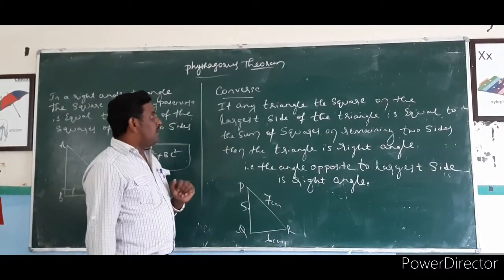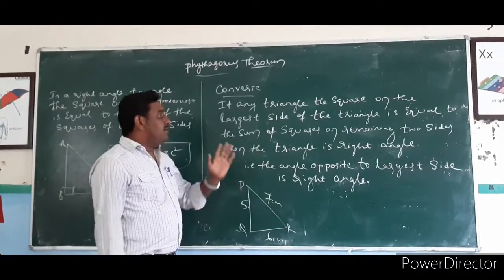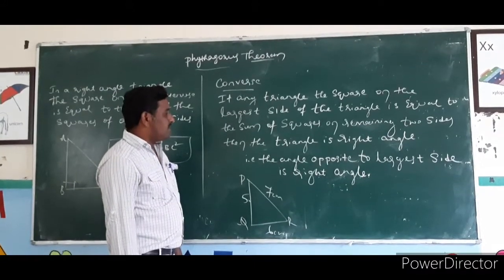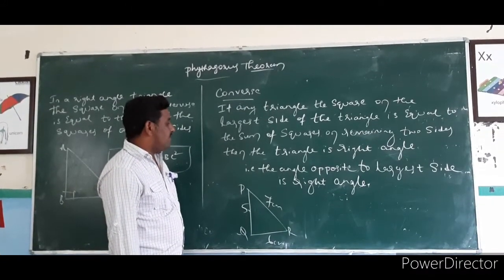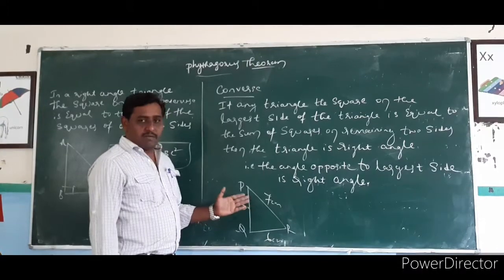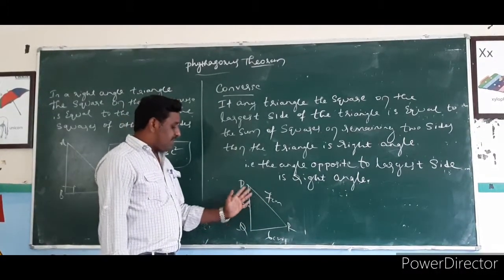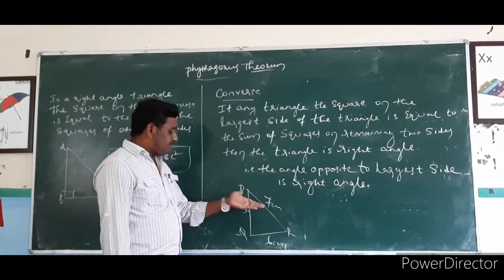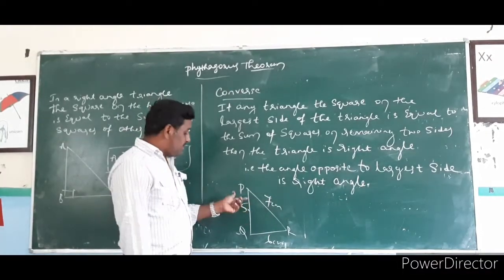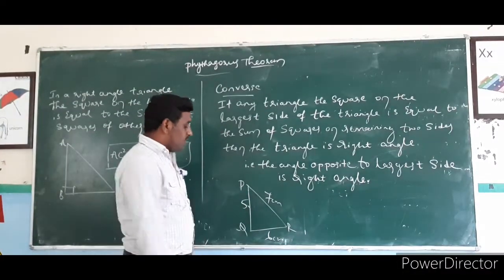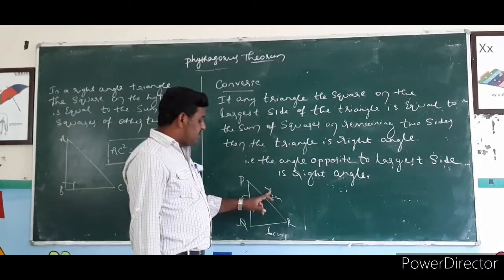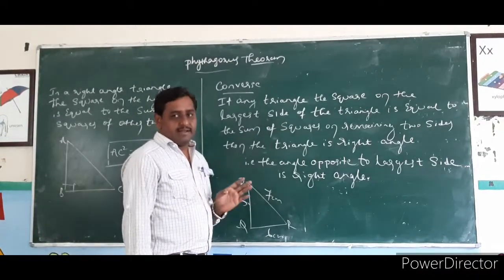Next, the converse part of the Pythagoras theorem. You can take any triangle. If the square on the largest side of the triangle is equal to the sum of the squares on the remaining two sides of the triangle, then the triangle is right angled. Suppose you consider, I am not considering proper values here, just 7, 5, 6. If the largest side square is equal to the sum of the squares of the other two sides, then we can say the given triangle is right angled, and the angle opposite the largest side is the right angle.